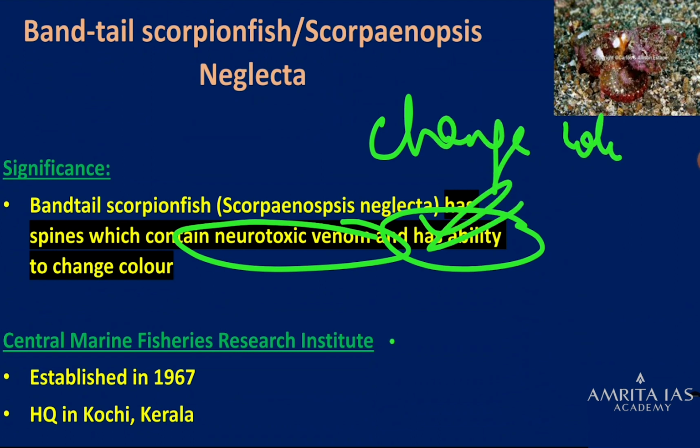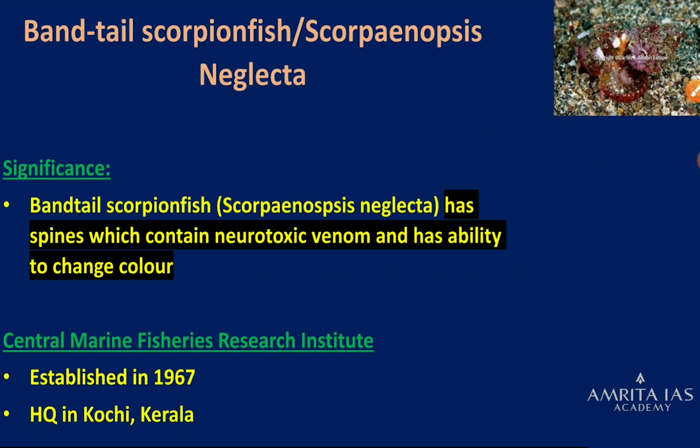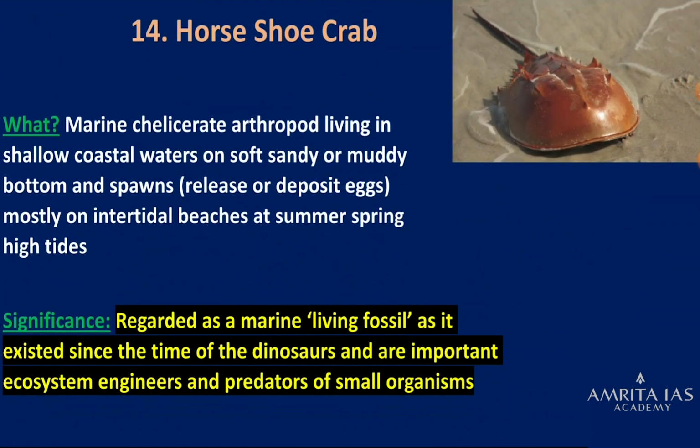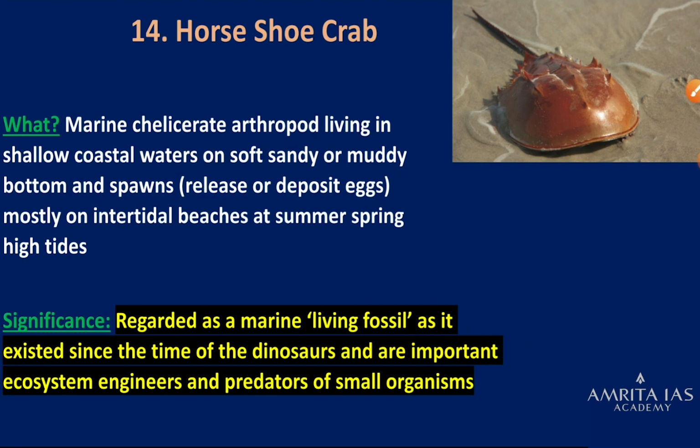Okay, right. Which institute has found it? That is Central Marine Fisheries Institute. Not very important. It is headquartered in Kochi, Kerala. Not very important. Then we have the horseshoe crab. So they are regarded as marine living fossils. Okay, because they are extant, from the name itself, fossil. That means they have existed since the time of the dinosaur. So they are also ecosystem engineers and predators of small organisms.